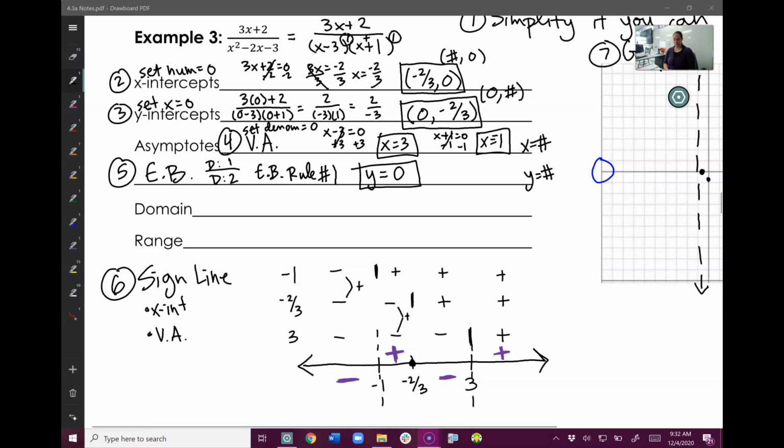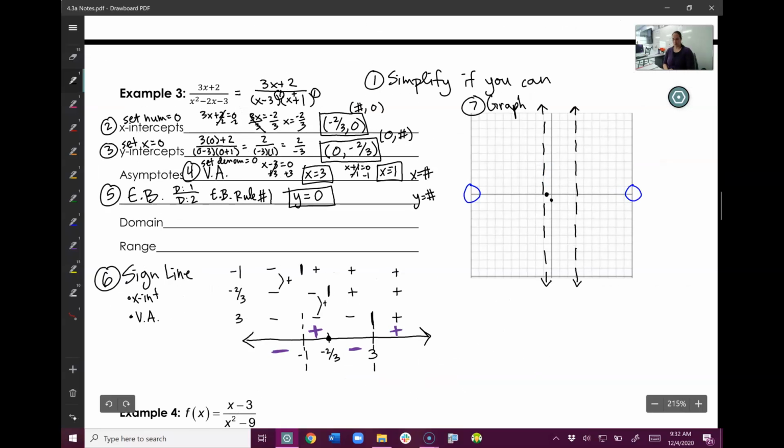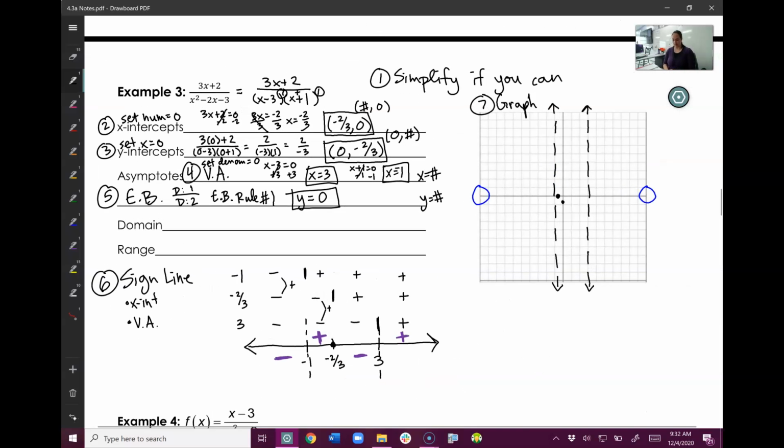And then I look at them downward. So these two negatives make a positive. Times that by a negative gives me a negative. Those two negatives make a positive, and a positive and a positive are a positive. And so on and so forth. So now I can go in and box my sections.